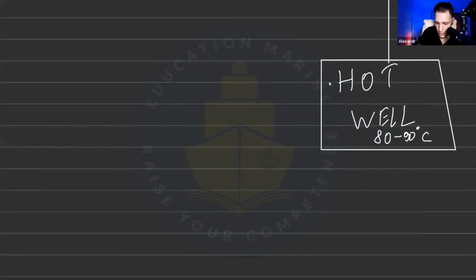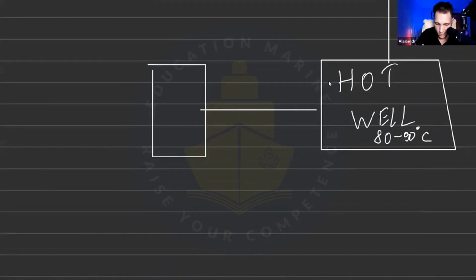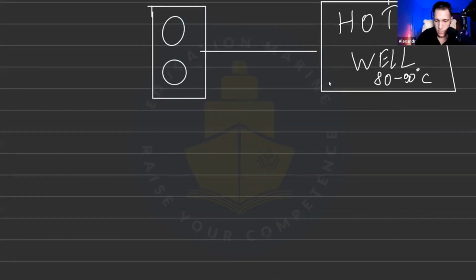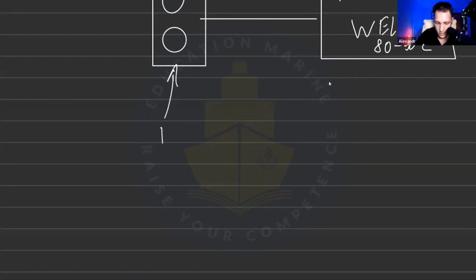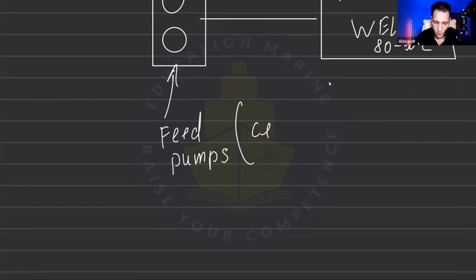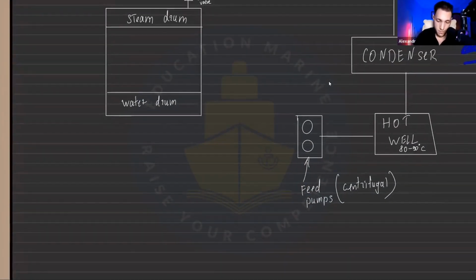After the hot well, we need pumps. Let's imagine that we have two pumps, pump 1 and pump 2. These are your feed pumps, which, by the way, most of the time are centrifugal pumps. Then these pumps pump this water back to our water drum.